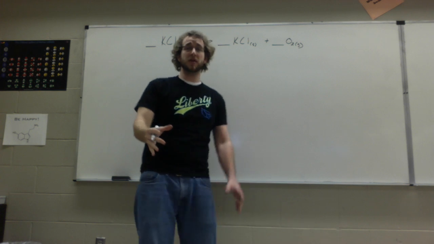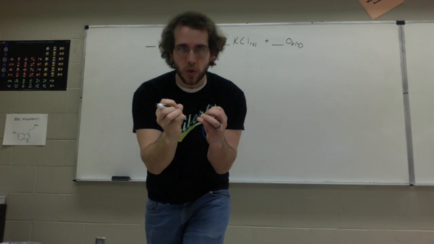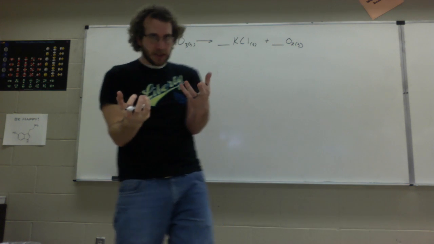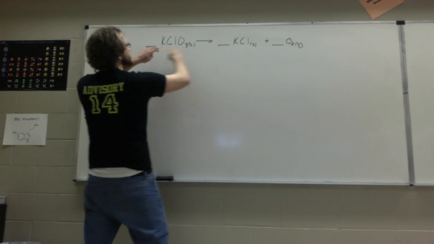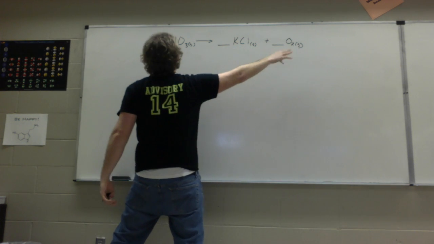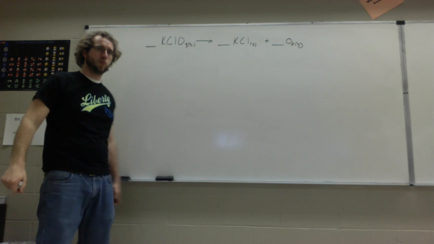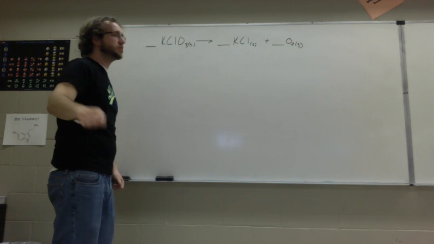Now, the first thing you should do here, and it should scream to you, it's like nails on a chalkboard: you've got to balance it. Well, let's see. We've got one potassium, one chlorine, three oxygens on one side, and one potassium, one chlorine, two oxygens on the other. Oxygen, not balanced.